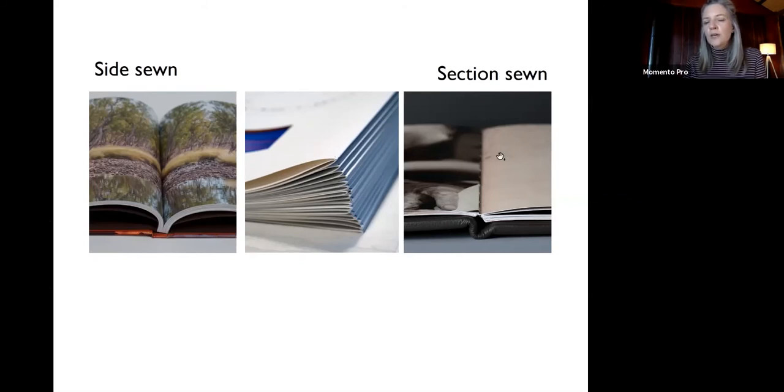Most books that you will find in a retail store or a retail environment are section sewn, and that's where the pages are printed and folded into sections, as you can see here, and then they're stitched together, and that allows for them to lay flat when the book is open, or flatter. So that's just something to be aware of.